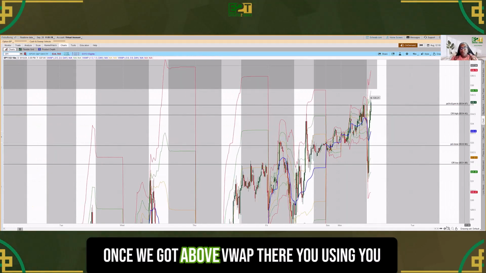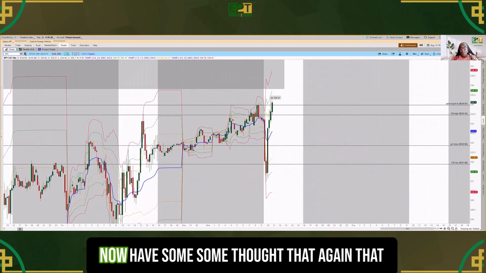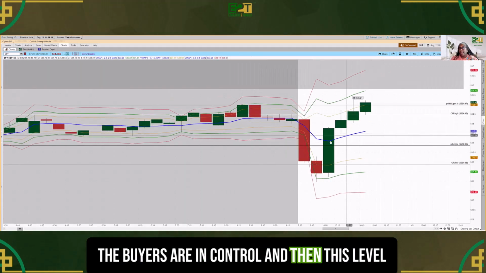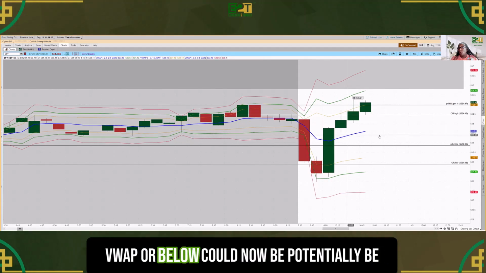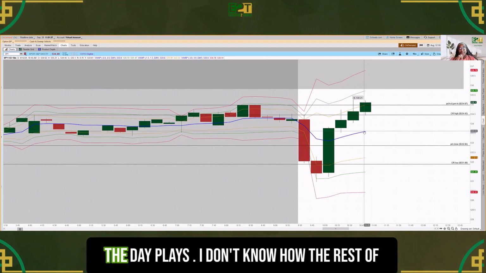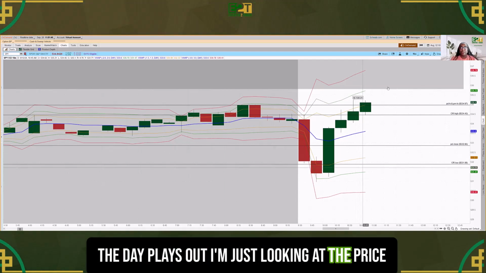Once we got above VWAP, you now have some thought that, again, the buyers are in control. And then this level of VWAP or below could now potentially be your support spot for your put credit spreads. But let's see how the day plays. I don't know how the rest of the day plays out. I'm just looking at the price action along with you all.